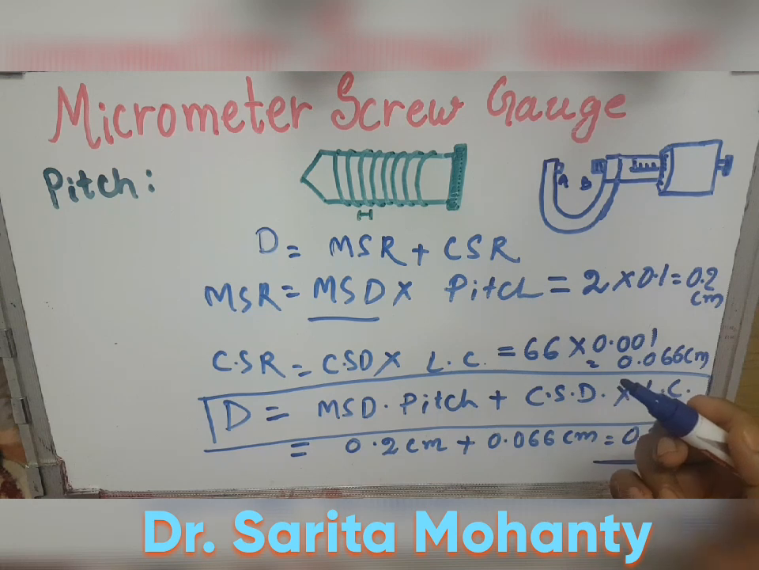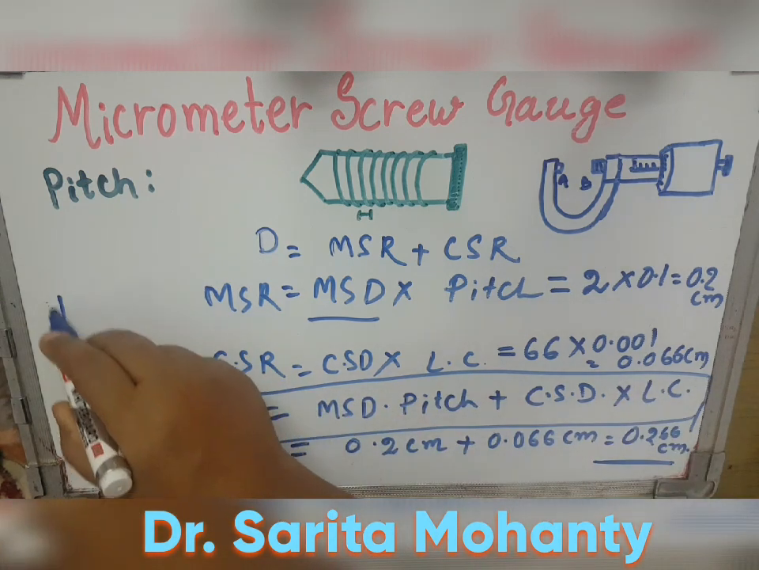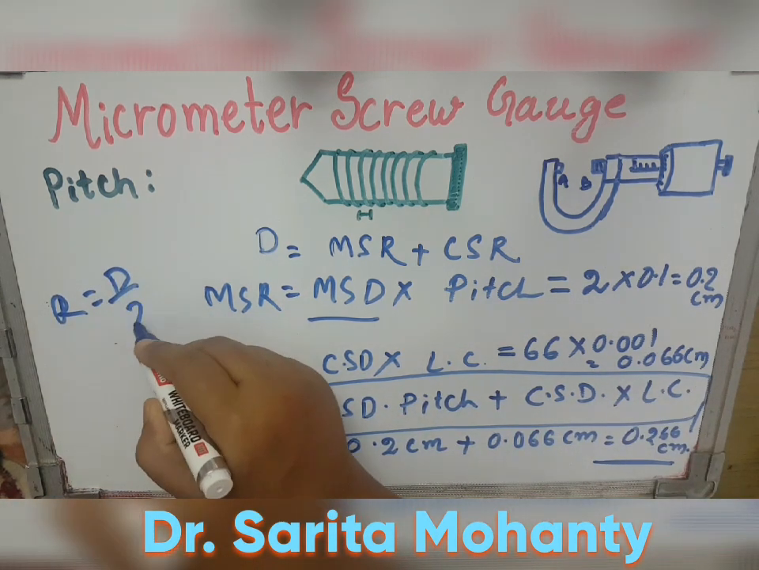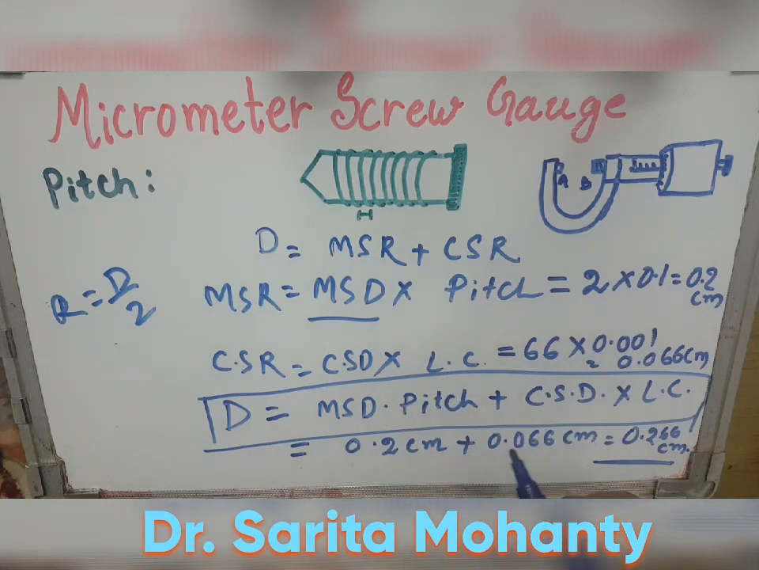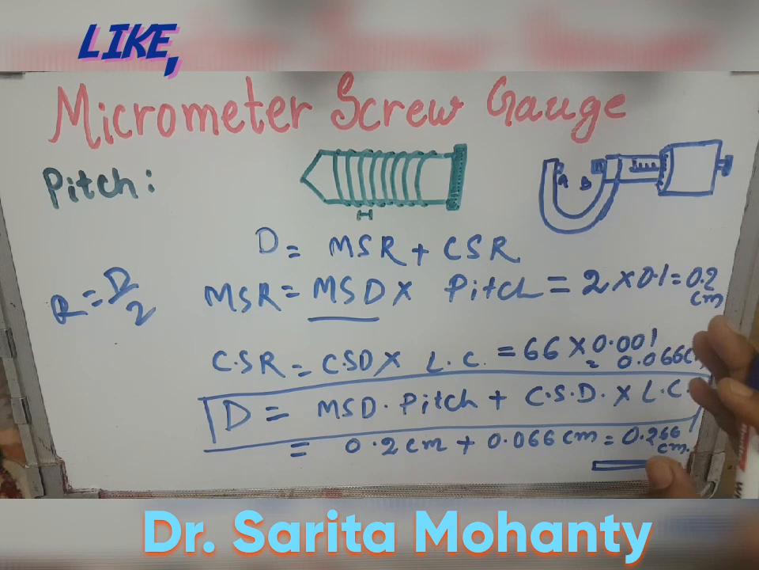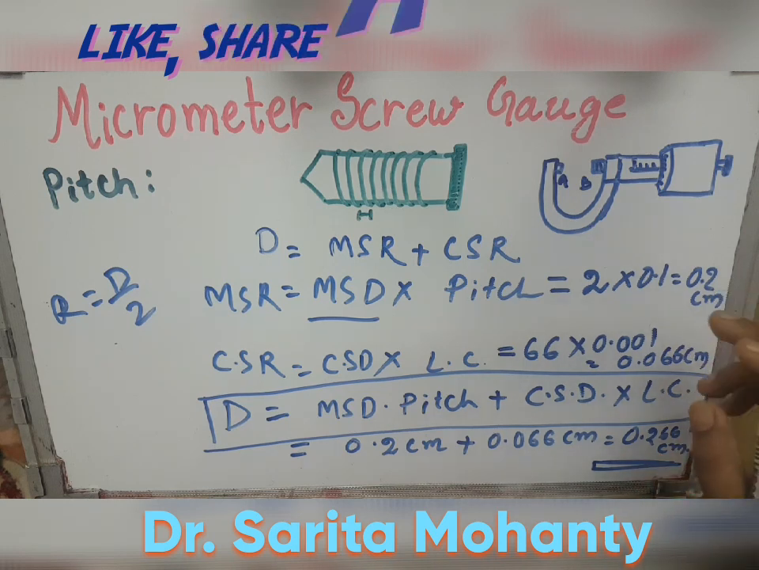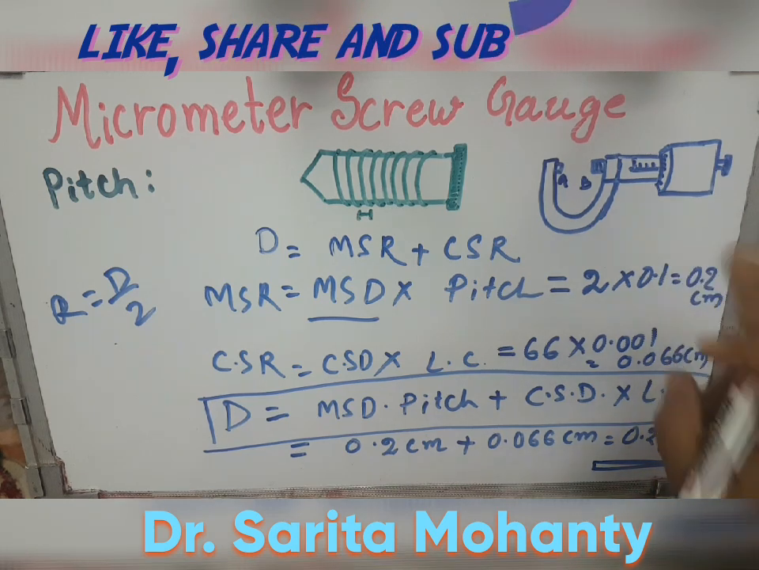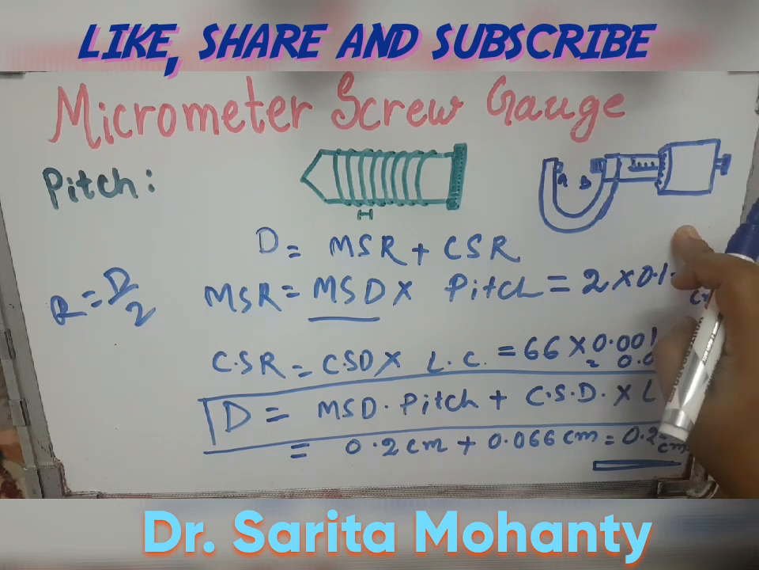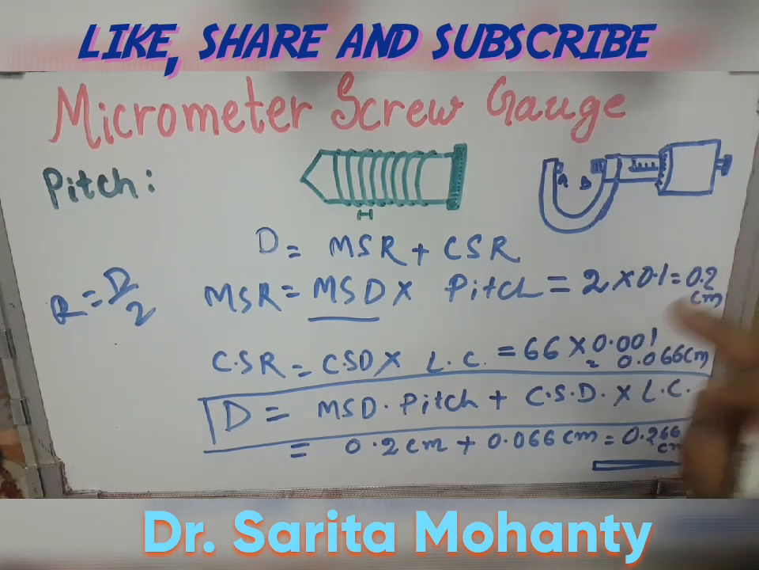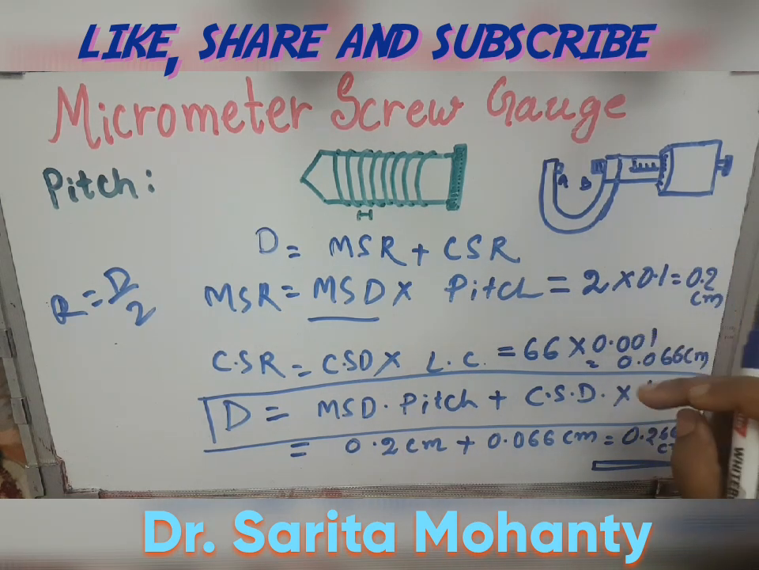If we have to calculate the radius, then we can say radius is equal to d by 2, diameter by 2. So that is how we can take any measurement through a screw gauge. The slide caliper also has zero error, which we will discuss in the next video.